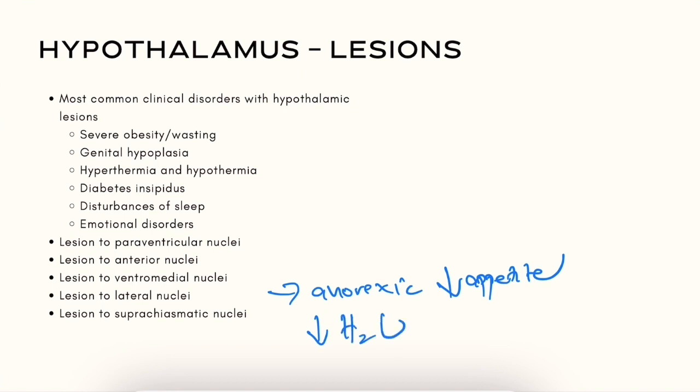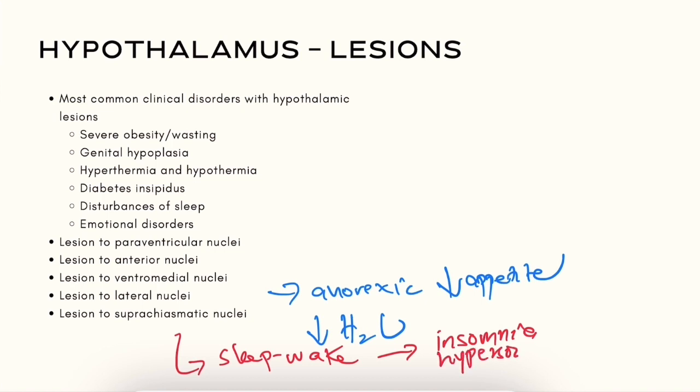What happens now if we get a lesion to our suprachiasmatic nuclei? So our suprachiasmatic nuclei is for your circadian rhythm, your sleep-wake cycle. Okay, when that is broken, you could either get insomnia or, what's the other one? Too much sleep would be hypersomnia. Okay, there we go.